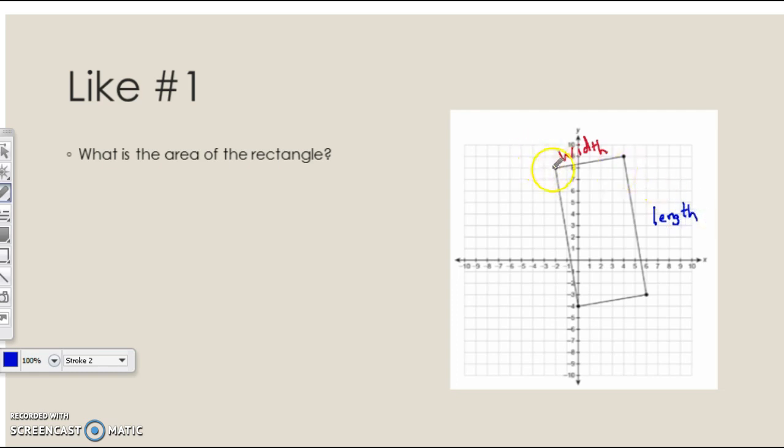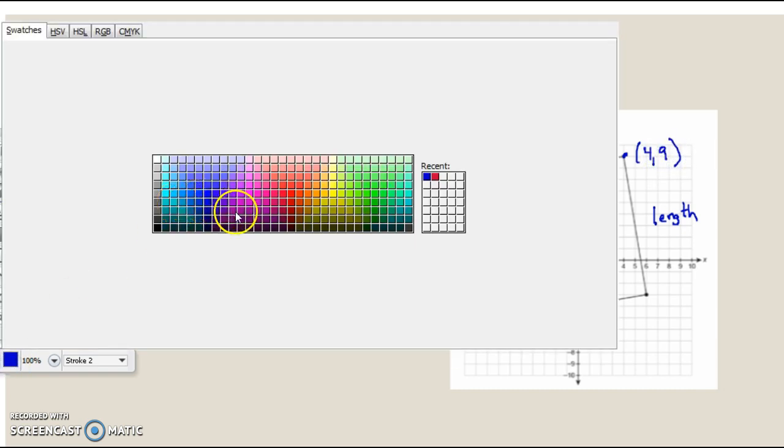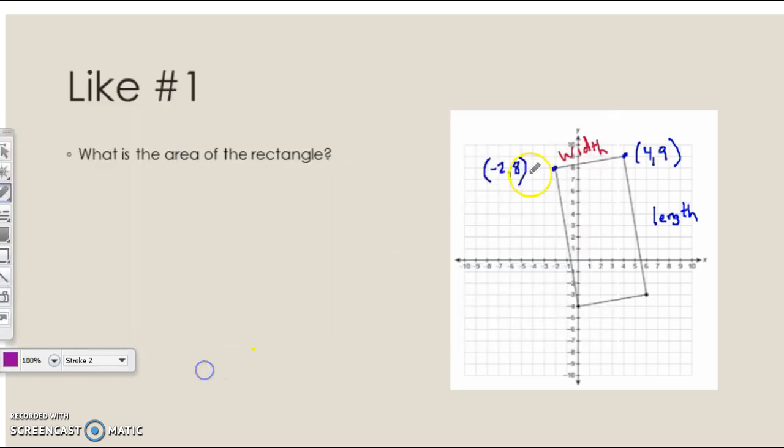To find the distance or the length of the width, or to find how much distance it covers, I need to know these coordinates. This pair of coordinates is -2, 8, because I go left 2 and up 8. And this one is I go right 4, and up 9. So 4, 9. All right, now I'm going to plug those into the distance formula.